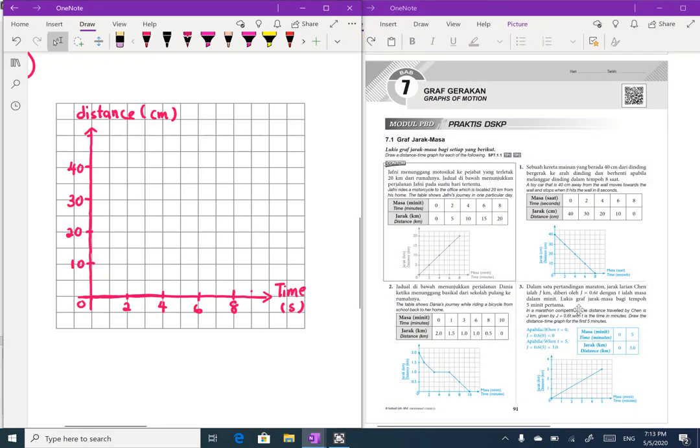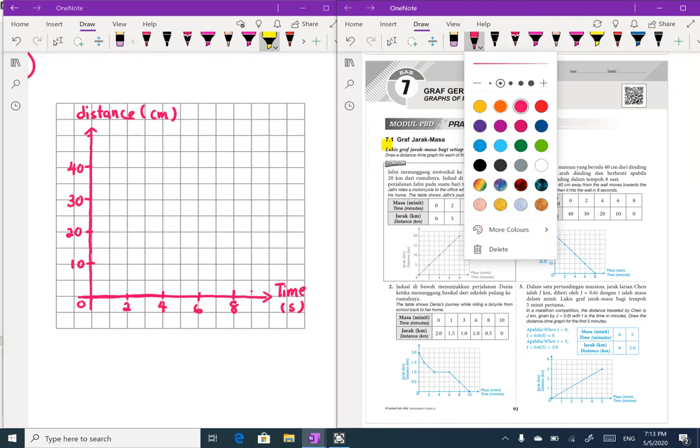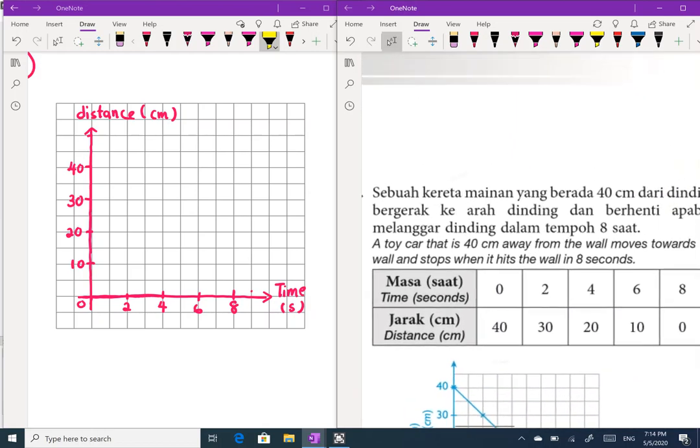Today we learn chapter 7, graph of motion. 今天我们学第七课 graph of motion. Before we learn the graph of motion, we learn how to draw the graph first. We learn 7.1, we study the distance time graph. Okay, today we learn distance time graph. Before we learn this one, we go and see how to draw a graph.